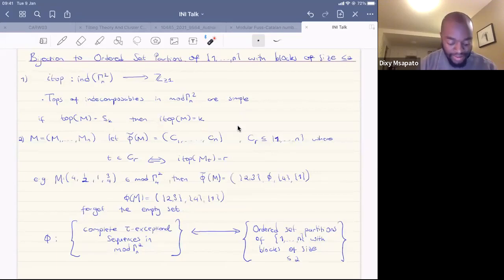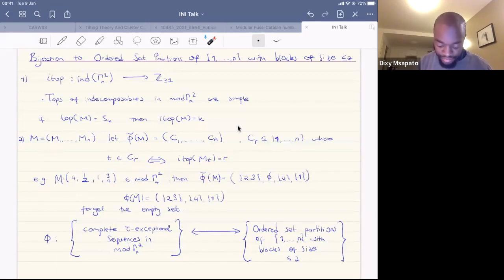So second step, we take a tau exceptional sequence M_1 to M_n, and we assign to it a sequence of subsets in the following way. So the sequence of subsets is going to be called phi tilde of M, and an integer t is going to be in the subset C_r if and only if the I-top of the module in position t of M is equal to r. So the index of the top of M_t, if that's equal to r, then t gets put into the subset C_r. So for example, consider the following complete tau exceptional sequence.